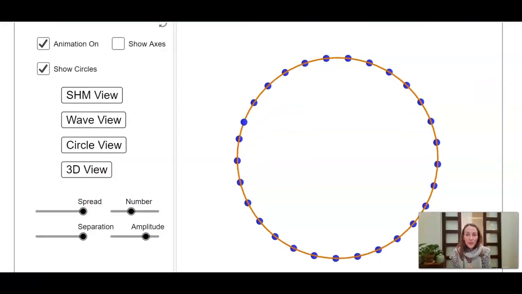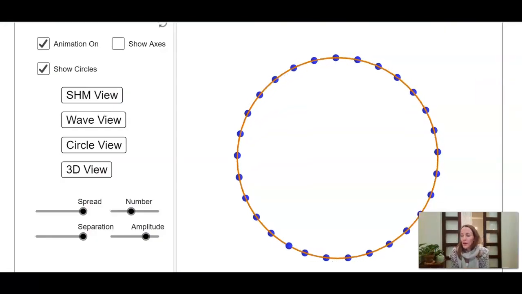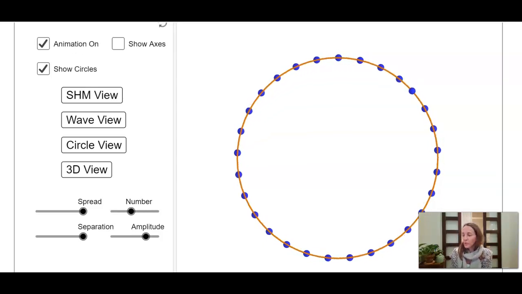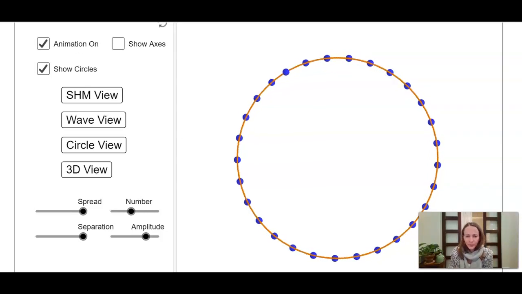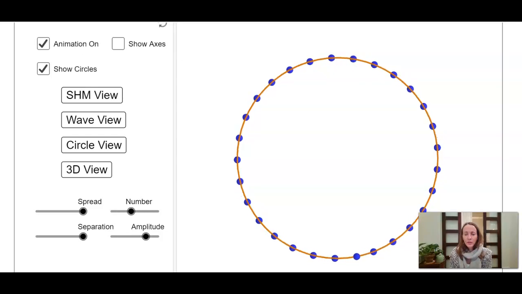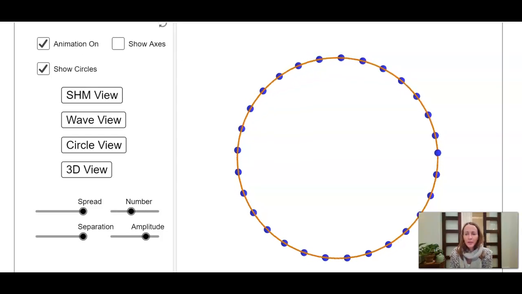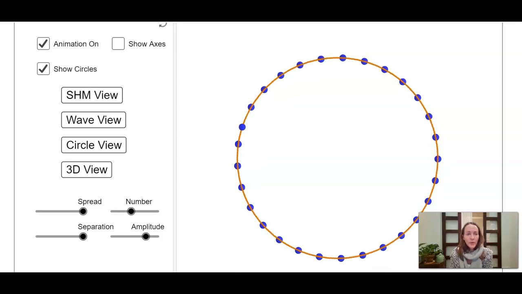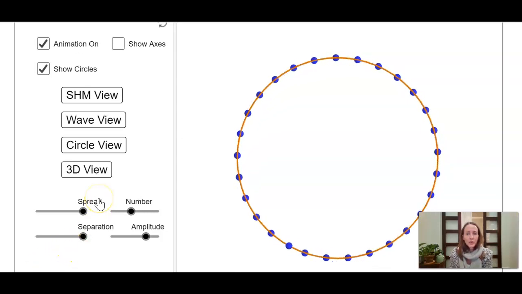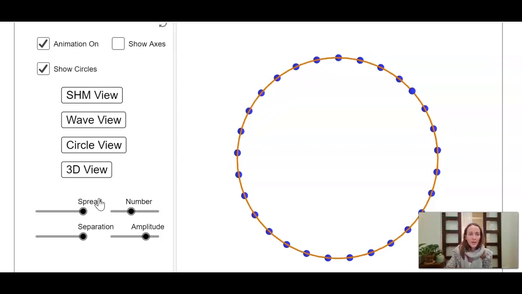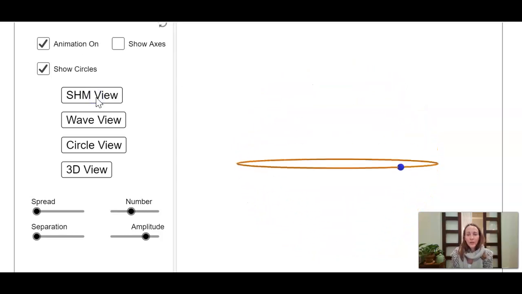This simulation relates simple harmonic motion to transverse waves and to circular motion. So you could imagine each one of these blue dots is moving in uniform circular motion. Now what I'm going to do is rotate this circle on its axis 90 degrees, and we're just going to look at one of the points.